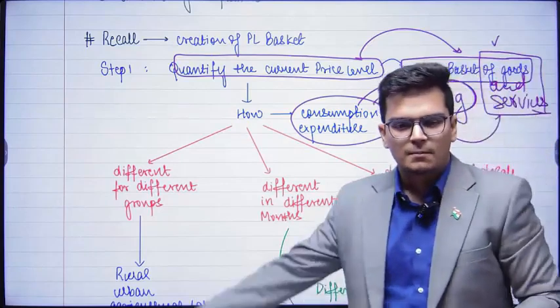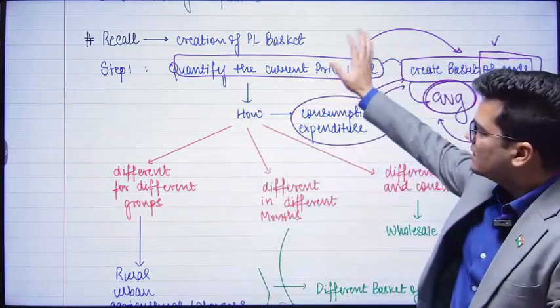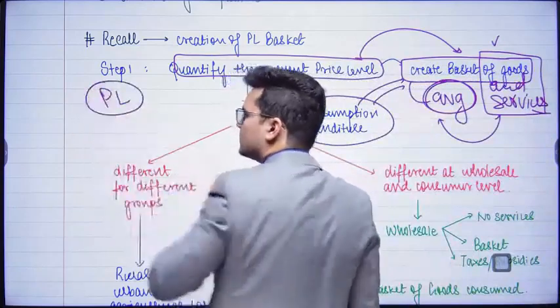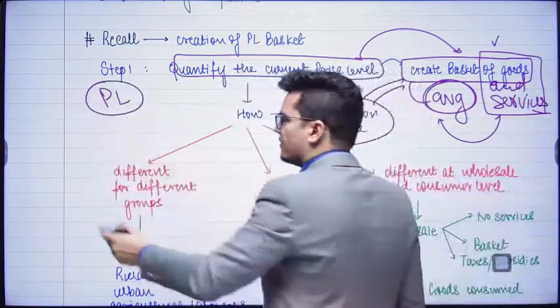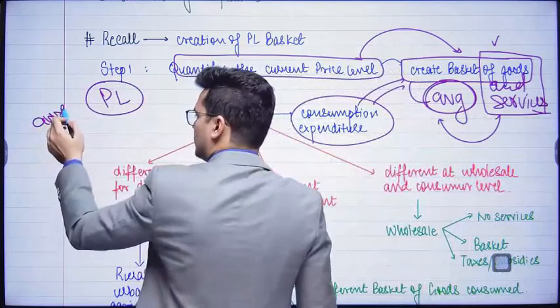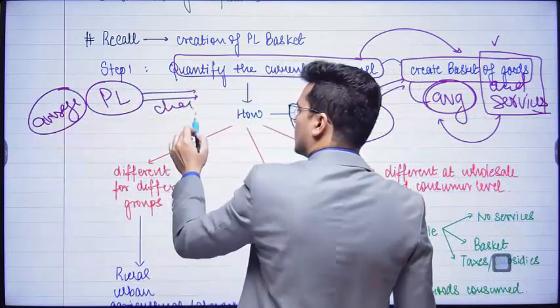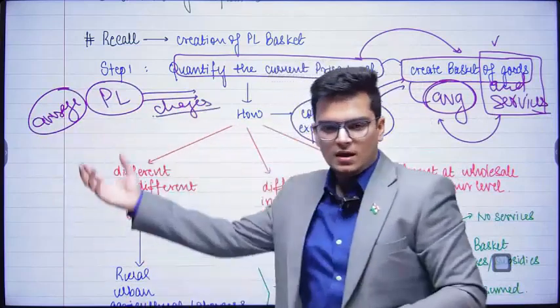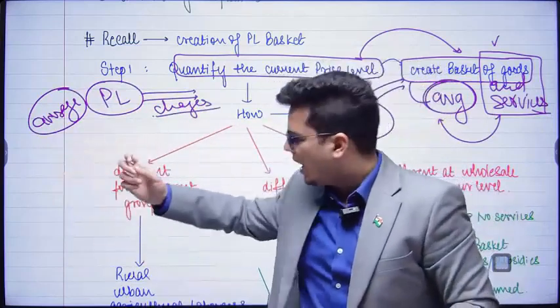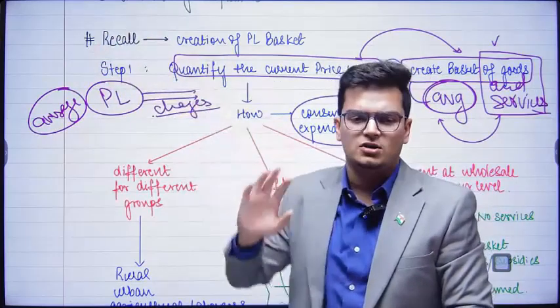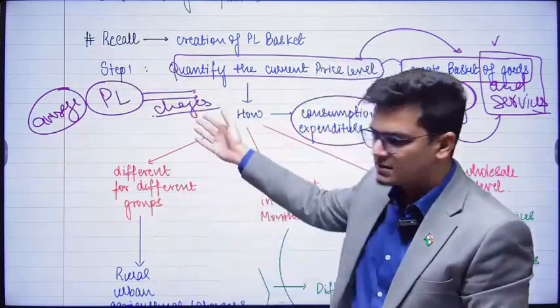ठीक है, the basket of goods and services the average Indian consumes, then I will look at इसका price level. This will become my average price level. Then I will see how this changes. कि 2020 में ये basket of goods and services कितने की थी, आज ये basket of goods and services कितने की है, फिर आगे ये basket of goods and services कितने की है. Then I will see this same.